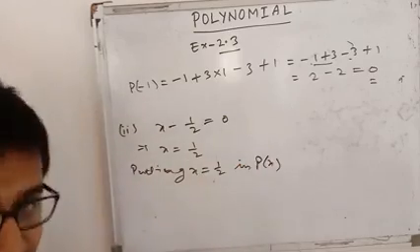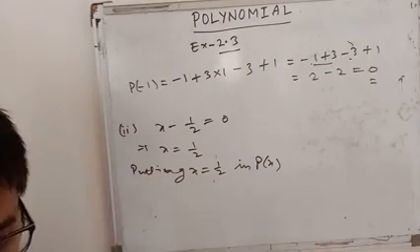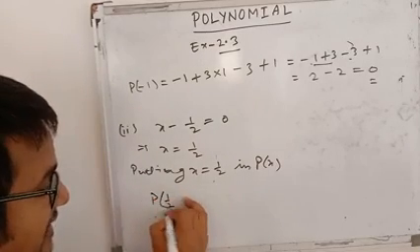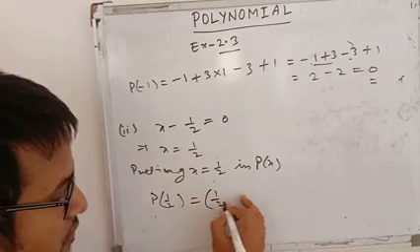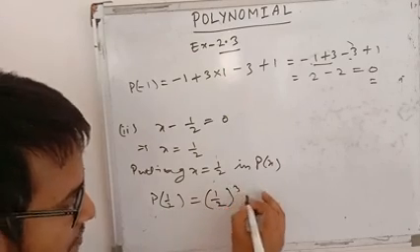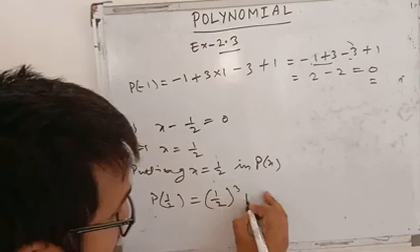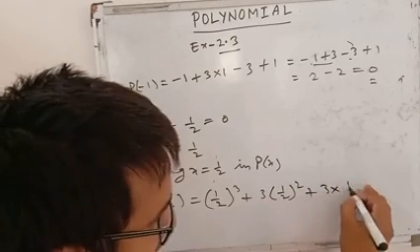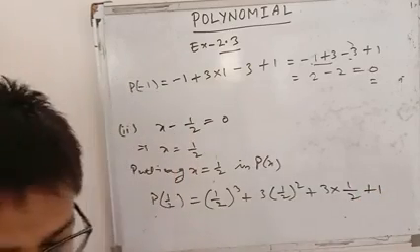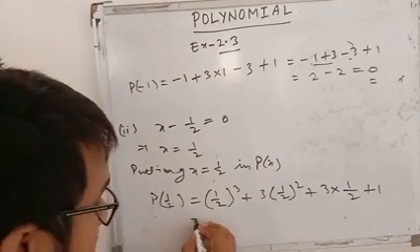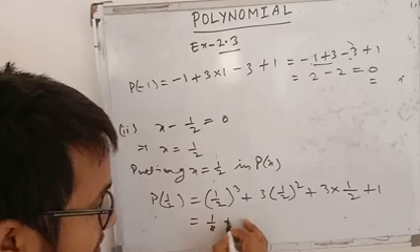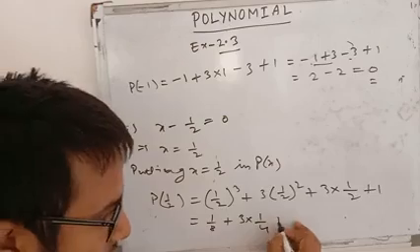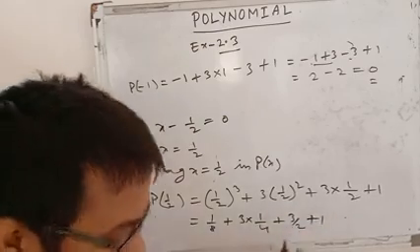You see that p of x, what is your p of x? x cube plus 3x square plus 3x plus 1. So this is p of half. x cube means 1 by 2 whole cube, plus 3 into 1 by 2 square, plus 3 into 1 by 2, plus 1. Okay, so now you see 1 by 8 plus 3 into 1 by 4, because 1 square is 1, 2 square is 4, plus 3 by 2 plus 1.